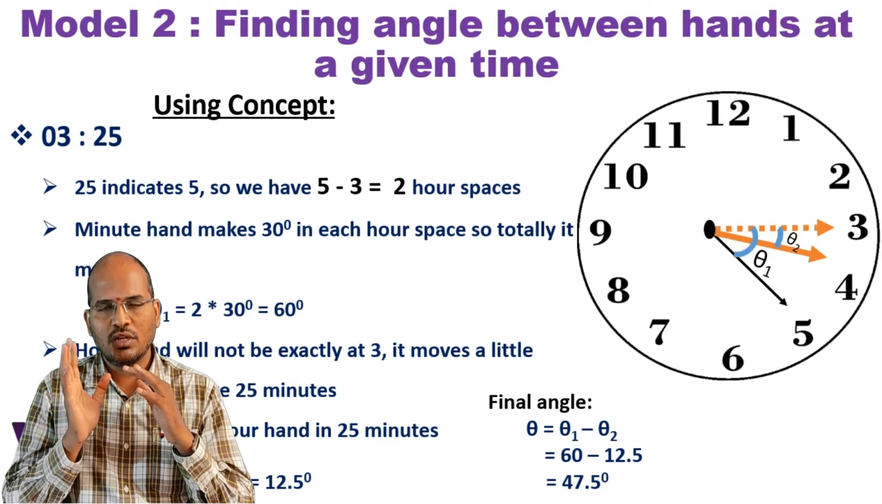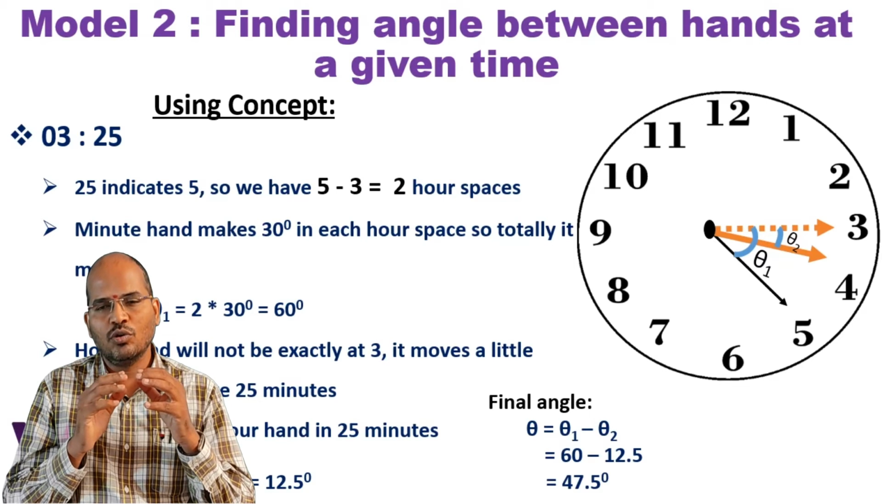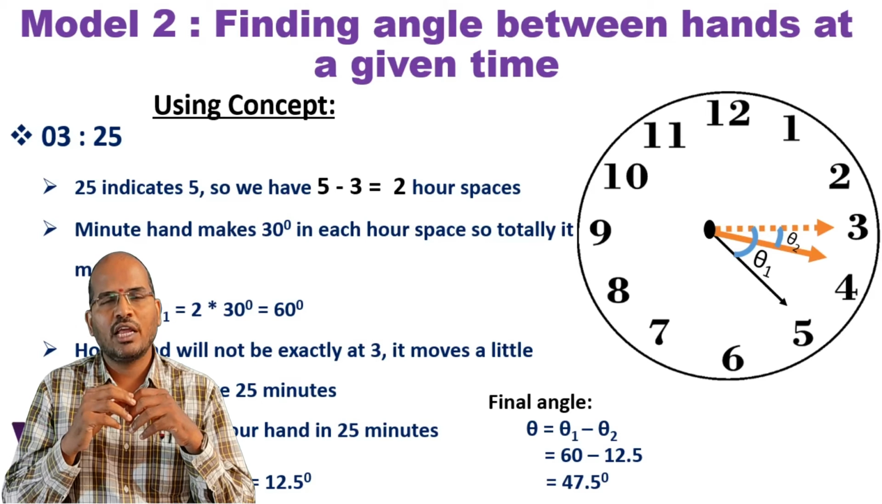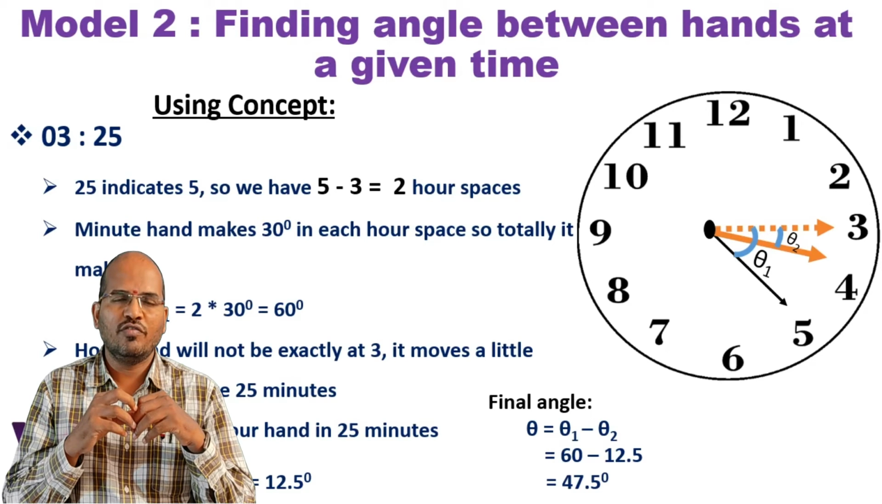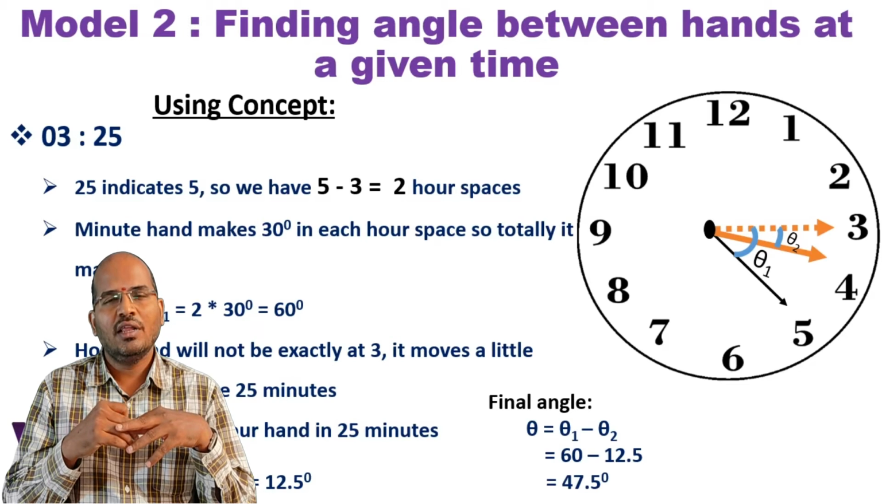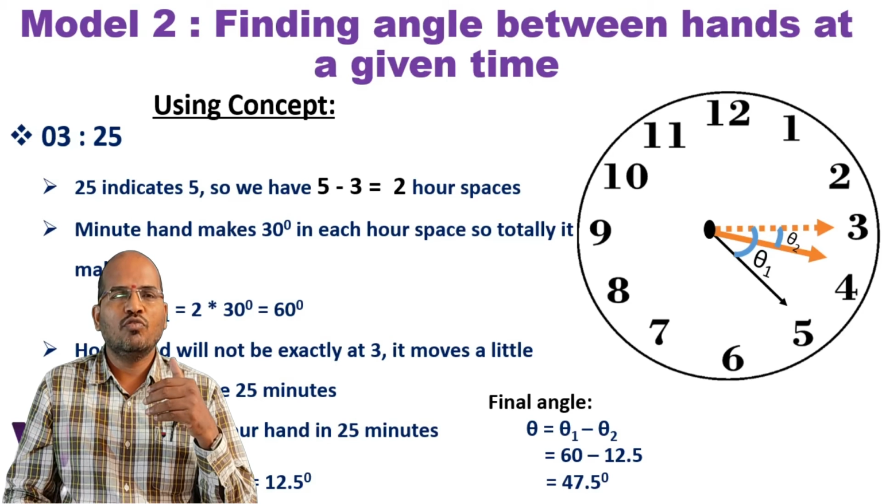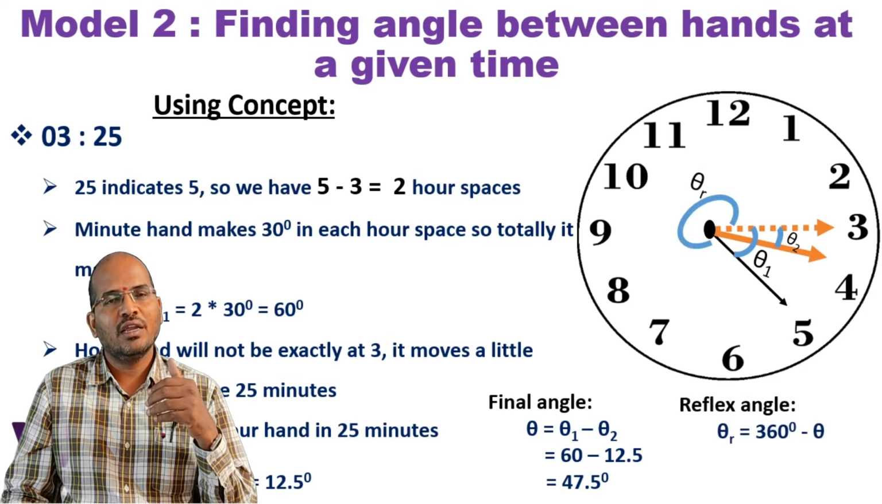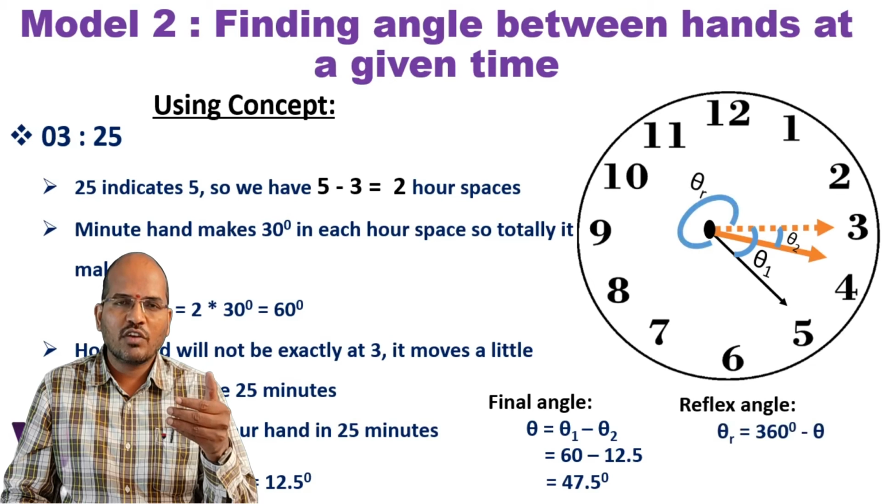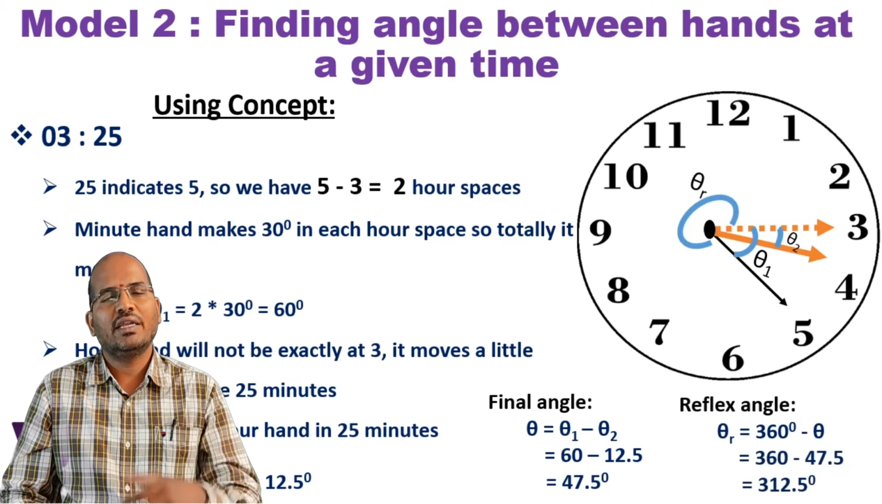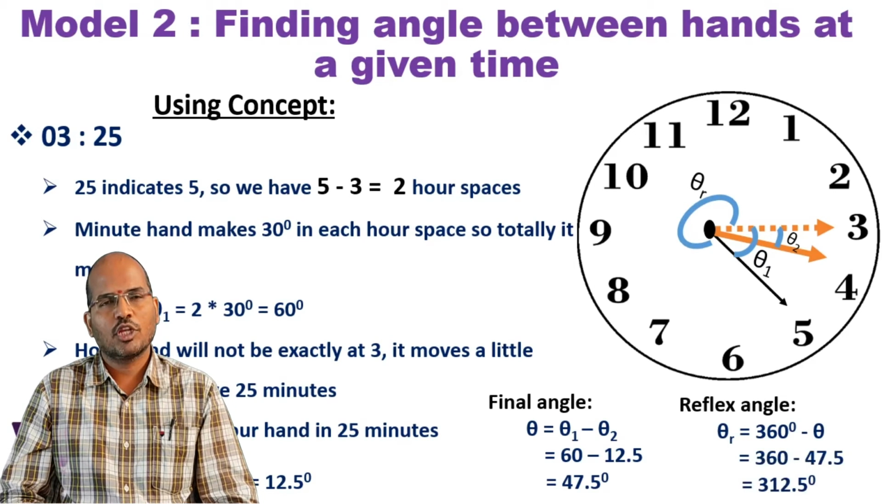The image on the screen should make it clear to you all. The actual angle between the hours hand and the minutes hand would be the difference of the angles calculated, that is 47.5. In the same problem, you may be told to calculate the reflex angle. As the reflex angle is the angle more than 180, we calculate it by subtracting 47.5 from 360, and that is 312.5. So that is how we calculate it.